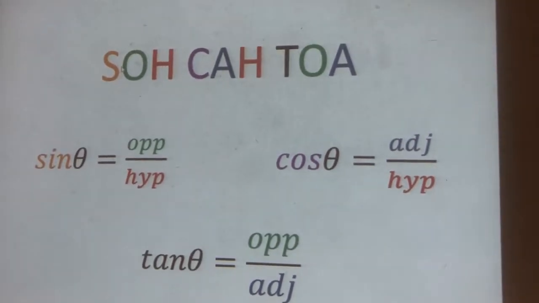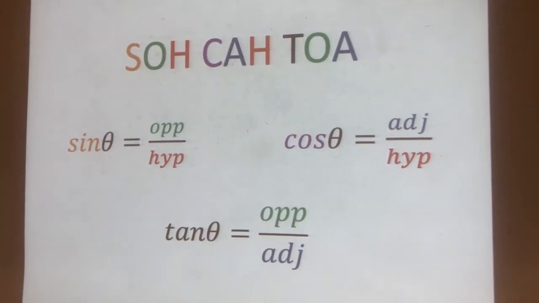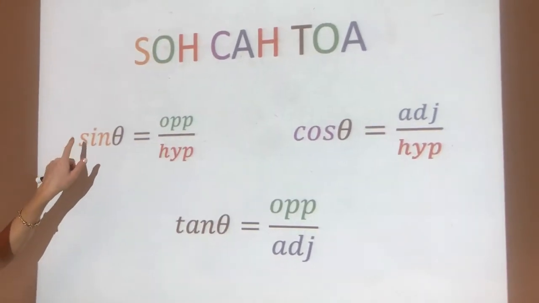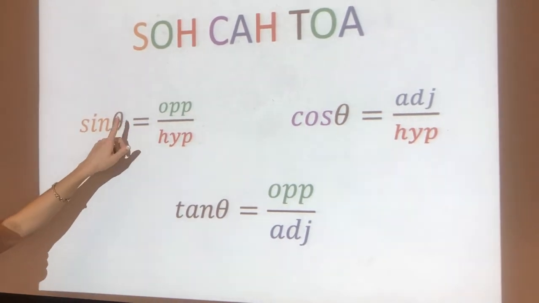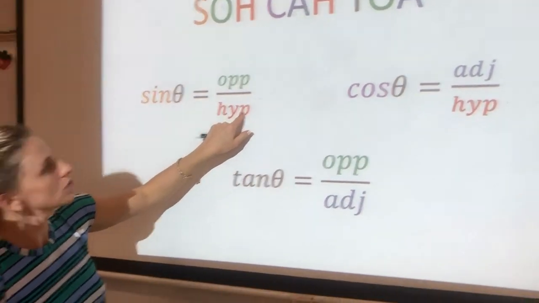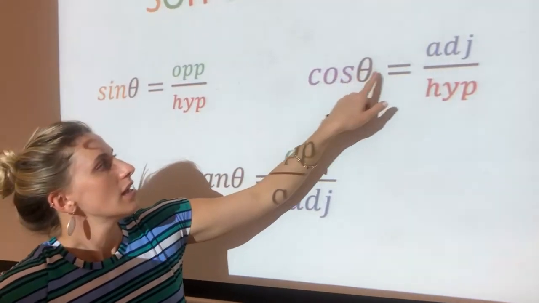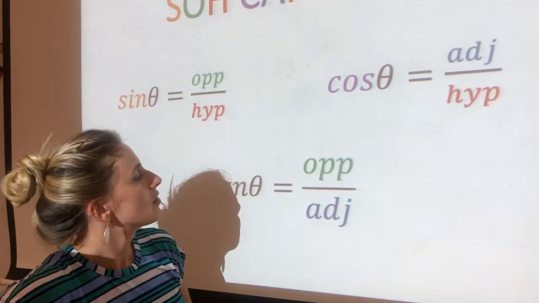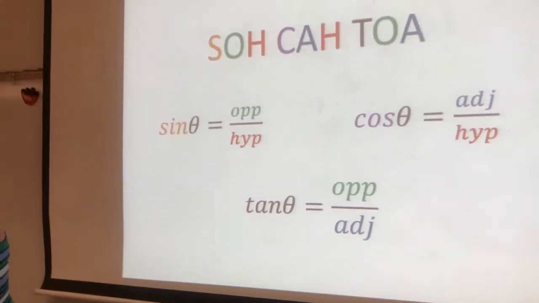SOH CAH TOA. Your worst nightmare? No, your calculator knows how to do it. In order to find the sine of the angle, sine theta, you just plug in the opposite and the hypotenuse numbers. Tangent is opposite over adjacent, and cosine is adjacent over hypotenuse. That looks a lot like A equals B over C. It is the same thing. That's all there is to it.